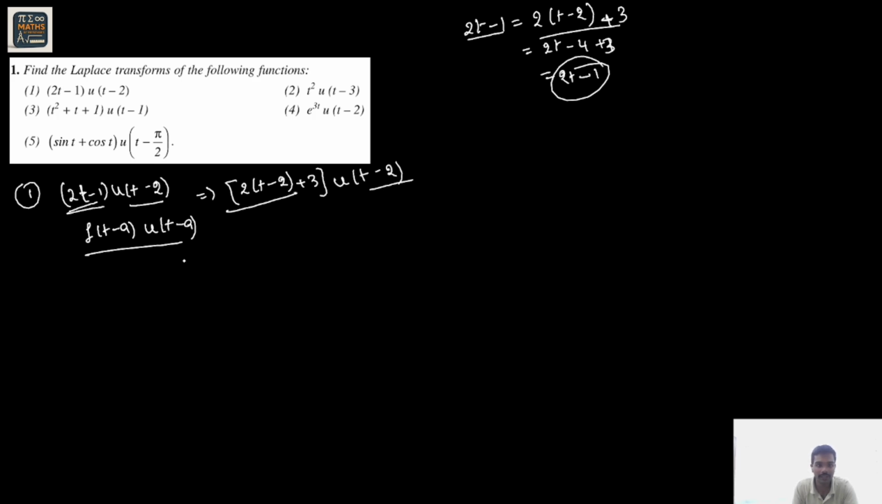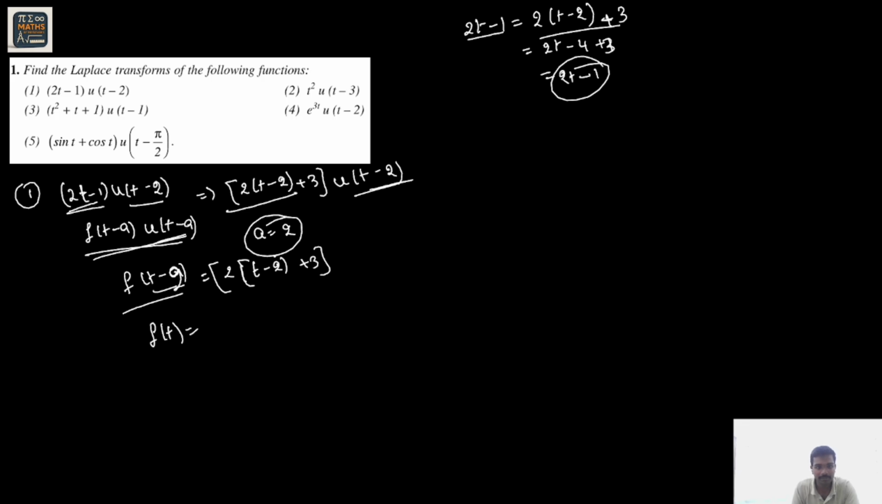ఇప్పుడు ఈ టర్మ్ తో కంపేర్ చేయండి. ఓకే, సాటిస్ఫై అవుతుంది. f of t minus a, ఇక్కడ ఈ టర్మ్ కంపేర్ చేస్తే a వాల్యూ ఏమవుతుంది? 2 అవుతుంది. u of t minus a, u of t minus 2. So a value is equal to 2. f of t minus 2 is equal to 2 into t minus 2 plus 3. From this term we need to find out f of t.